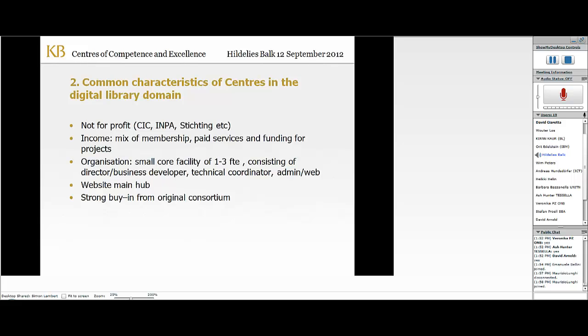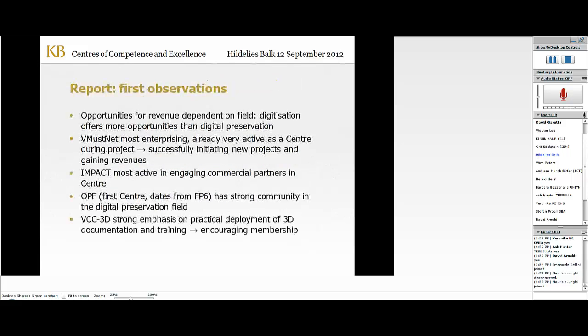And I've noticed that most of us centers have a sort of direct business developer role. We always have a technical role, very important, and an admin role who is often also the webmaster and does the dissemination of the center. There's always a website as the main hub, and there is an office, but it is not necessarily an office that you can visit. There is some back end, some organization takes on the responsibility of being the address, but that is not a very important thing. And there's always, in those successful that have sustained themselves now after project ending, a very strong buy-in from the original consortium.